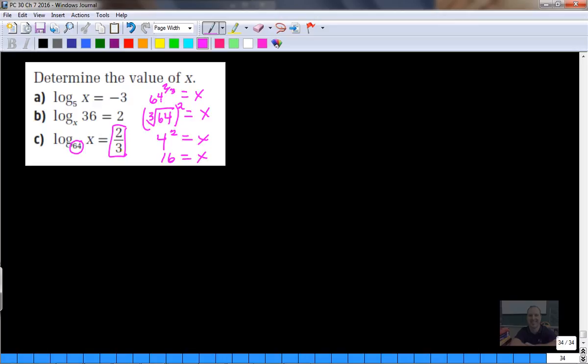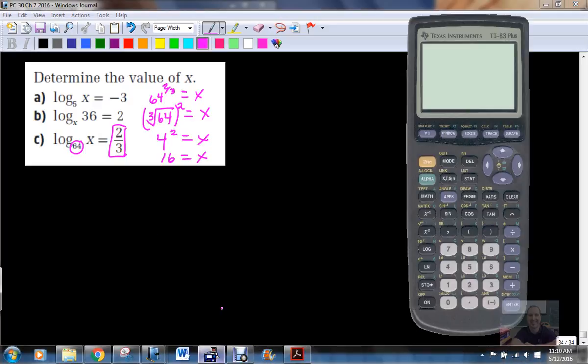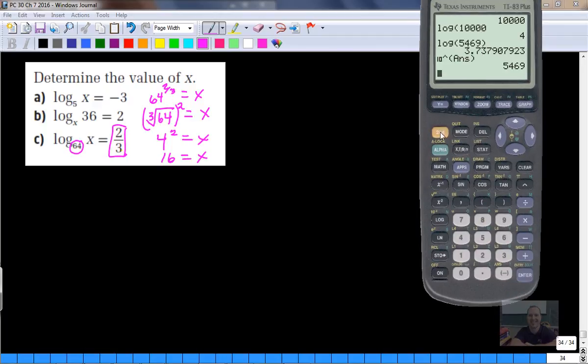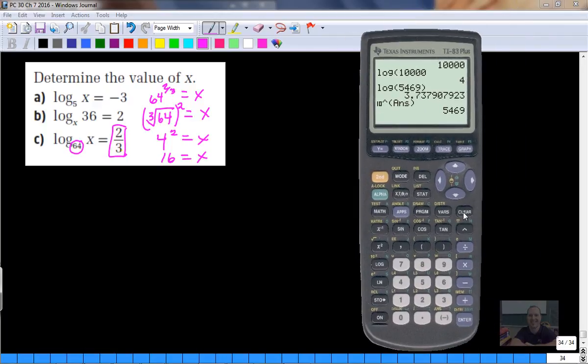And of course, you can check that out on your calculator by doing 64 to the power of 2/3 equals 16. Okay? Good? Questions?